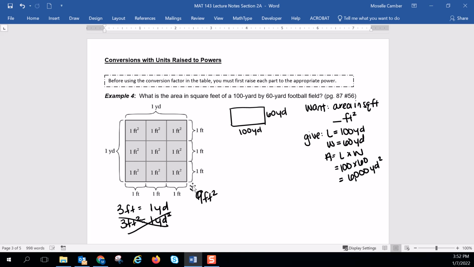However, we also know that 3 feet is 1 yard. So we can say it's a 1 yard by 1 yard square. So it's 1 square yard. So we can say, if we start with the regular unit, to get to the square conversion, you take this and you just square it. So we'd have 3 squared is 9, feet squared is feet squared, 1 squared is 1, a yard squared is yard squared. So this is now the conversion we're going to use.